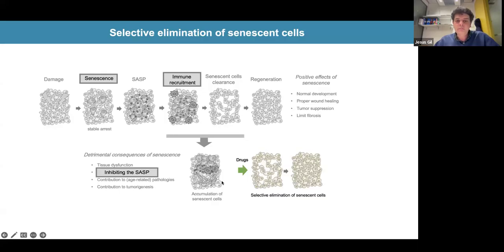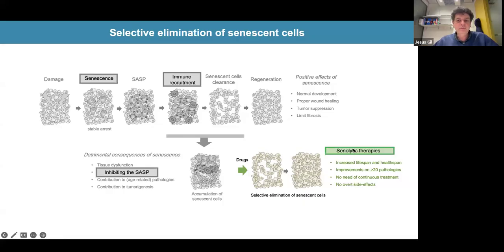So the small molecules that achieve the selective elimination of senescent cells. And the idea here is that if we have negative effects associated with these senescent cells that aberrantly accumulate, if we can have drugs that selectively eliminate senescent cells, they will restore what happens normally, and we will have, again, these positive effects of senescence without having these detrimental effects associated with accumulation of senescent cells. And we call these senolytic therapies.